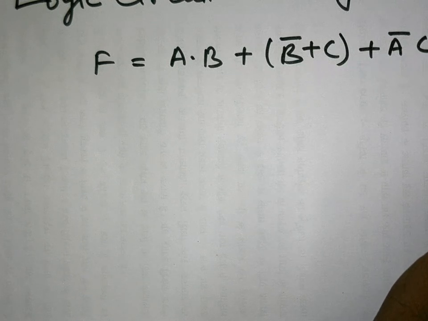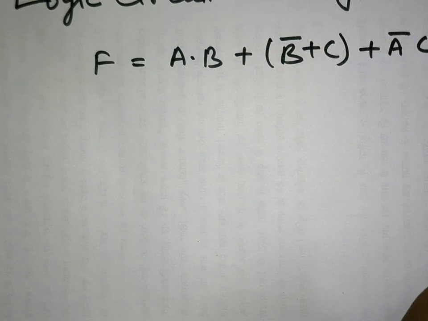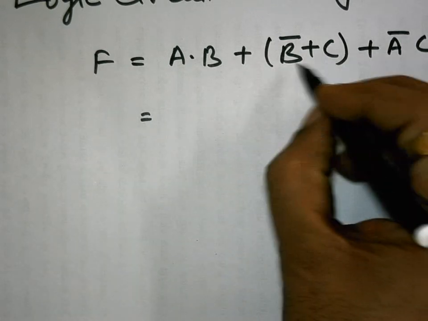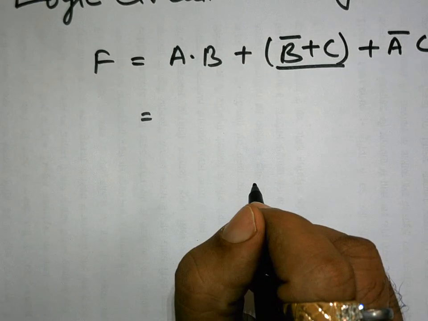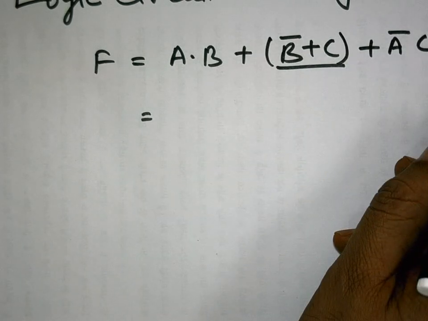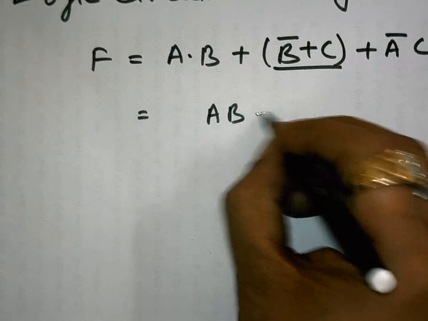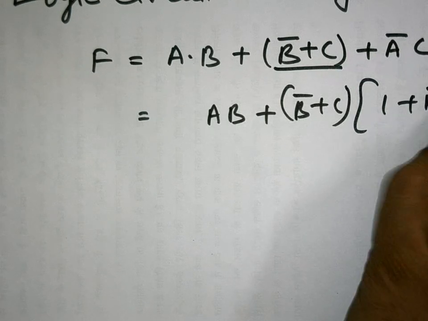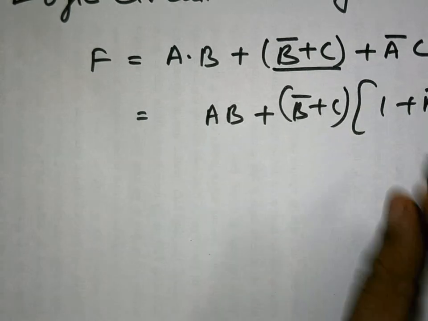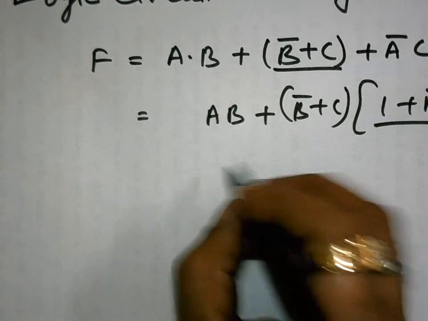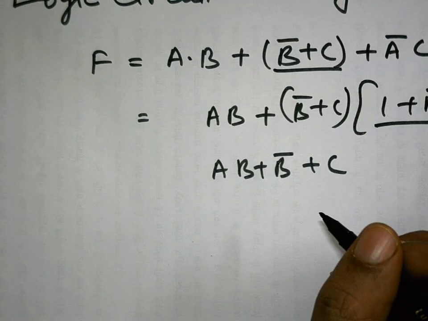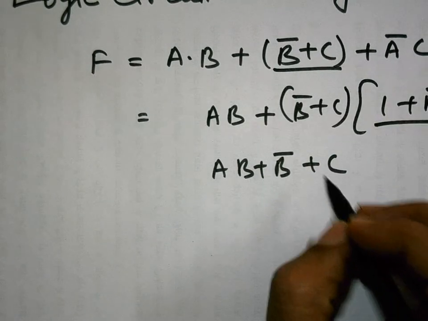Now if you simply solve this expression, you will find that this was a very easy circuit. Simply solve it. B bar plus C is common; it can be taken common. It is available in both the terms. So this is A B plus (B bar plus C), and if you take it common, this will be (1 plus A bar C). Am I right? So 1 plus A bar C is 1, and this is A B plus B bar plus C.